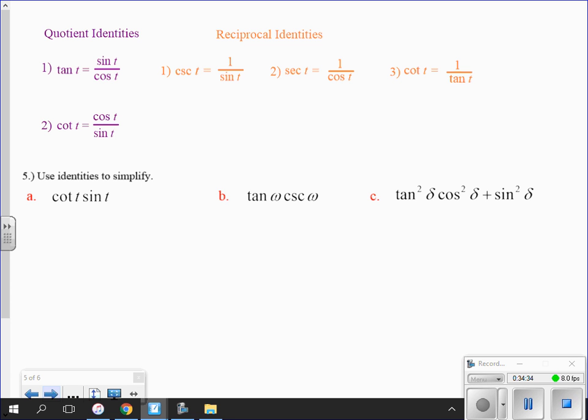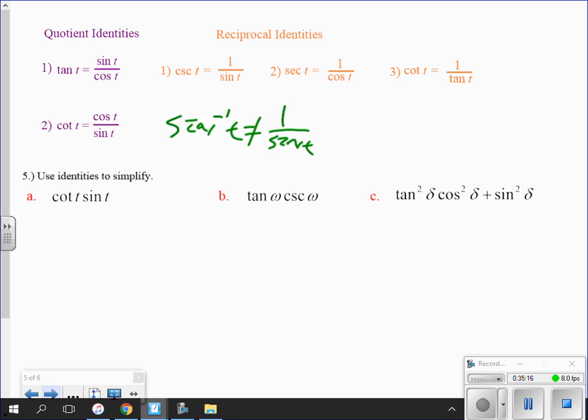Now, hopefully you remember from last year in Algebra 2 when you were using inverse functions that the inverse of the sine of t is not 1 over the sine of t. The only time that something to the negative 1 power is not 1 over that something is when you are dealing with inverse trig functions. 1 over the sine is not sine to the negative 1 power. They're not the same thing.